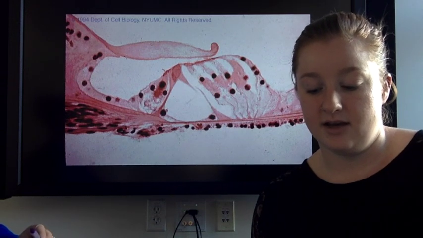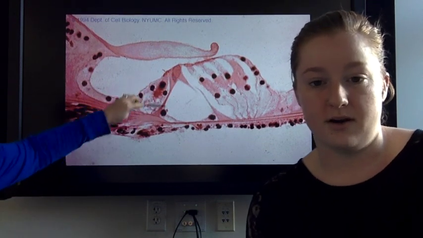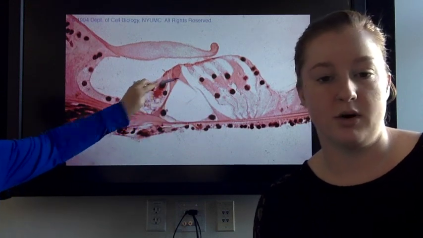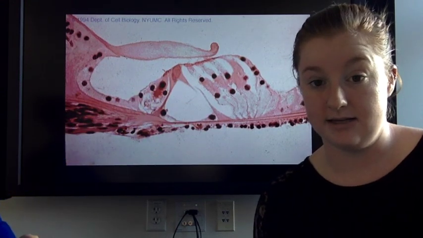Then we have the Corti's tunnel, or Corti's arch. It's a supporting structure for the inner and outer hair cells.